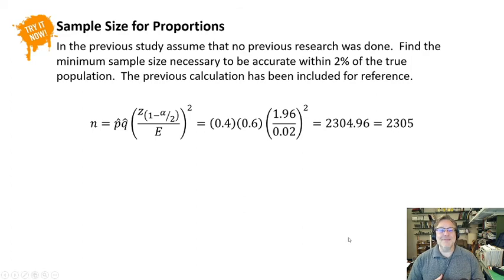All right, so take some time with this problem here. What I did is I showed you the calculation here from the previous slide in an effort to guide you through the process of doing this one here. In the previous study, assume that no previous research was done, so we don't have a value for p hat or q hat. What do we do? Find the minimum sample size necessary to be accurate within 2% of the true population. The previous calculation has been included for reference. So take some time for this one.